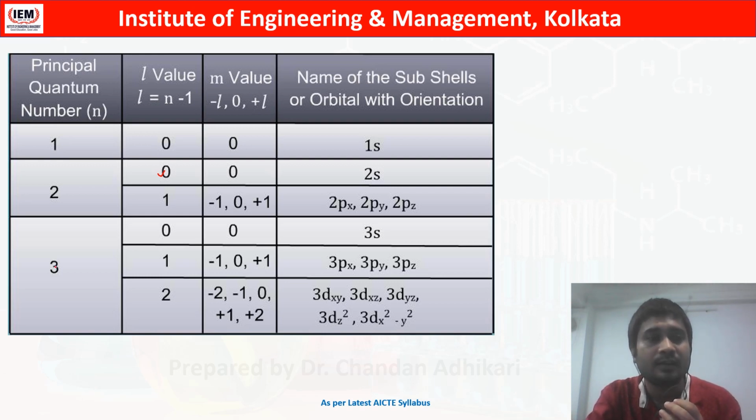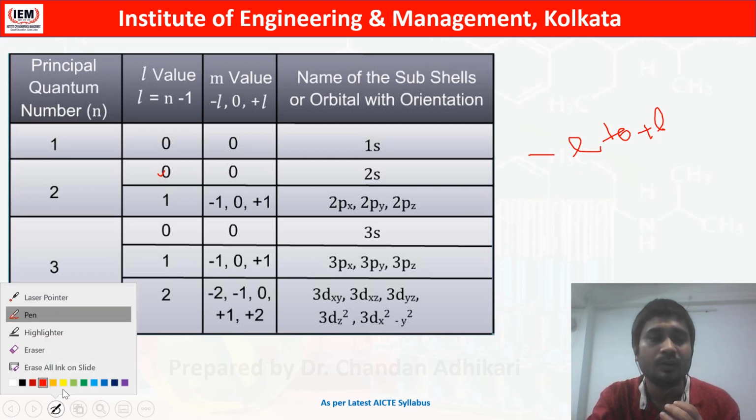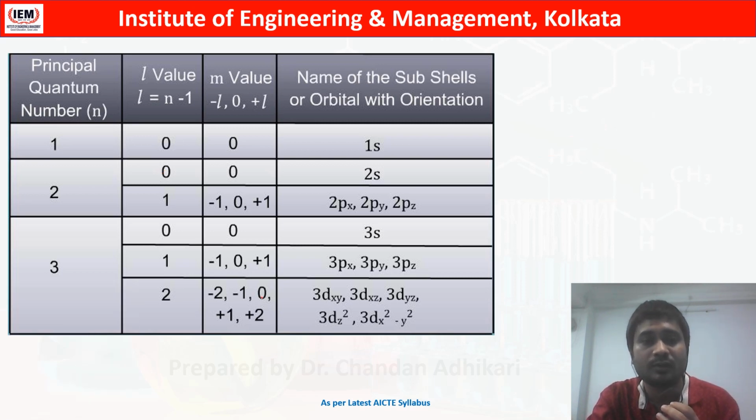If n has value 3, then l will have 0, 1 and 2. For l value 0, m has 0. For l value 1, m has 3 values: minus 1, 0 and plus 1. For l equals 2, how many m values will there be? Minus 2, minus 1, 0, plus 1, plus 2. Because minus l to plus l, that you need to remember. Minus l to plus l, the values can go. That's why minus 2, minus 1, 0, plus 1, plus 2.